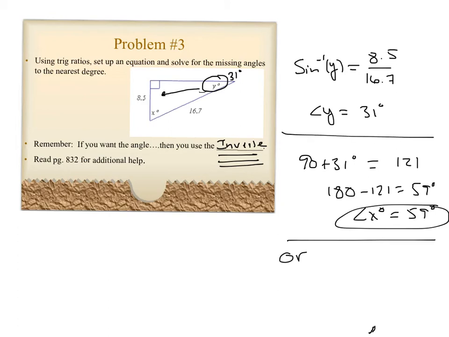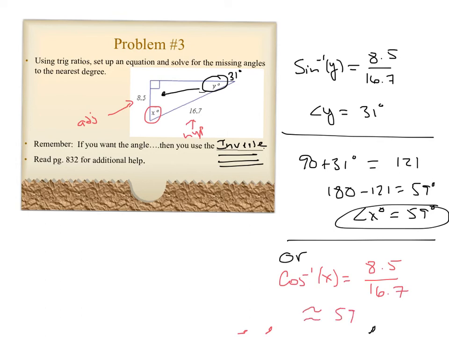Or let's say I decided to find angle x first. Well, angle x is right here, so this side is next to it. So this is the adjacent side, and this is the hypotenuse. So I know that cosine inverse of angle x is going to equal 8.5 over 16.7, and that'll give us approximately 59 degrees, and that's what angle x is equal to.